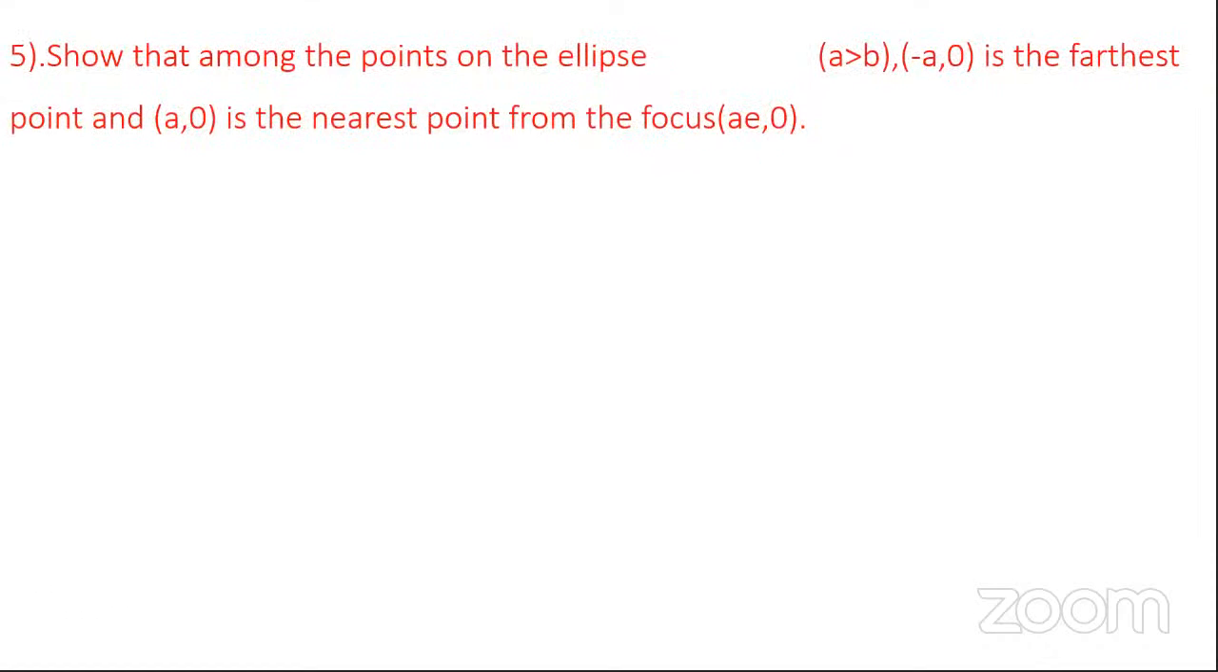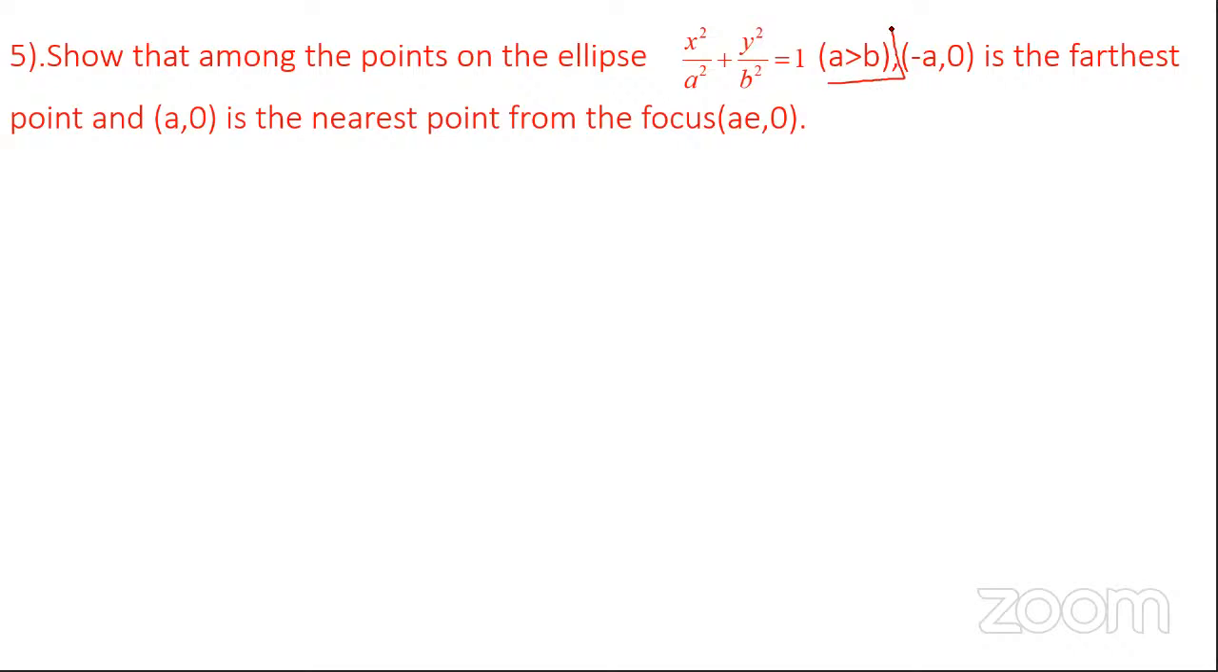Show that among the points on the ellipse x square by a square plus y square by b square equal to 1, where a is greater than b, minus a comma 0 is the farthest point and plus a comma 0 is the nearest point from the focus a comma 0. If we have an ellipse with a focus, and two points given, minus a comma 0 and plus a comma 0, we have to show this.